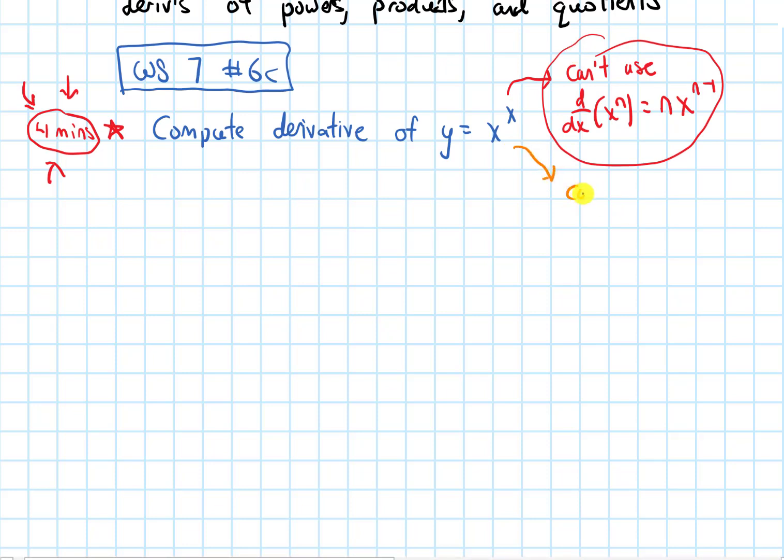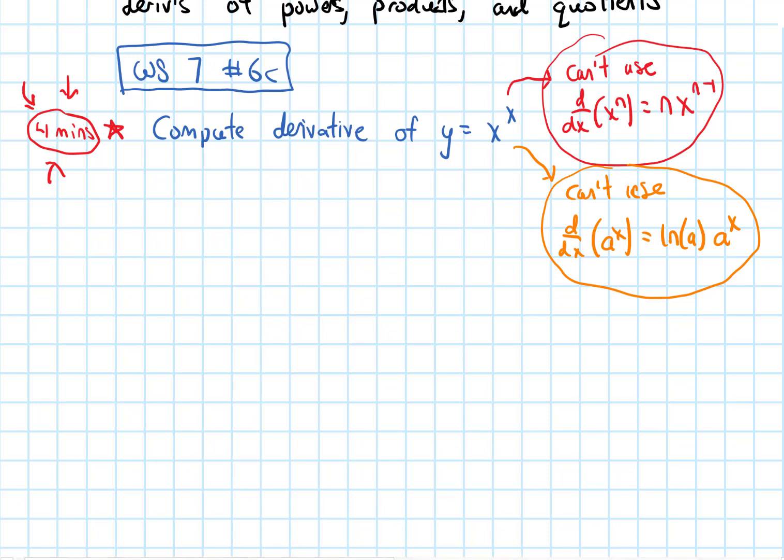I also can't use the one other derivative rule we have for exponential things, the derivative of a to the x. The derivative of a to the x is ln of a times a to the x. I can't use that because in this rule, the base of the exponent needs to be a constant. And the base of my exponent is x, and that's a variable. So we can't use this either. So what we'll try to do is take the ln of both sides and use log rules to simplify.